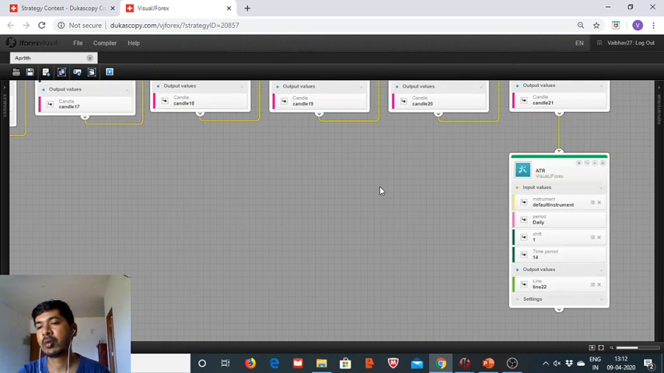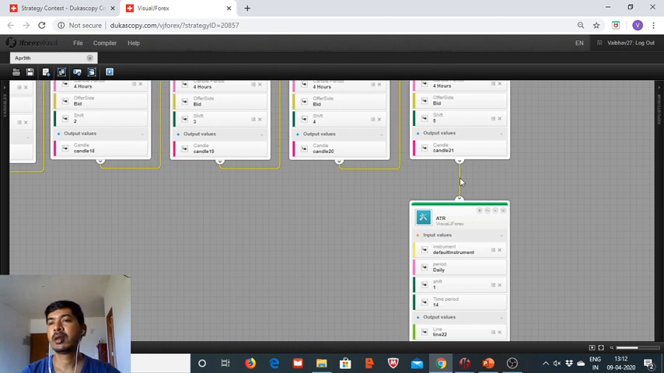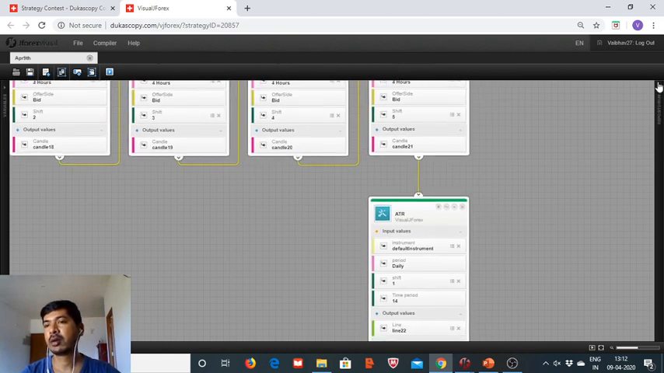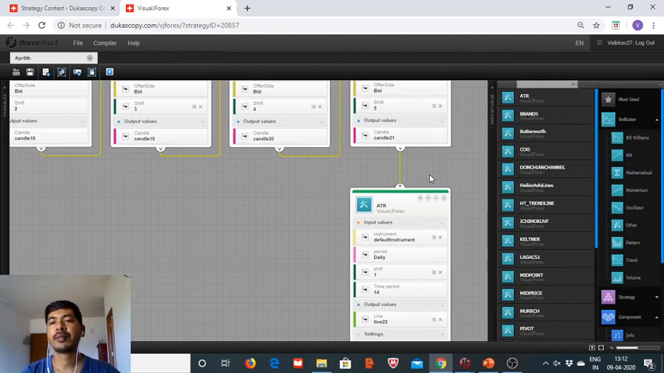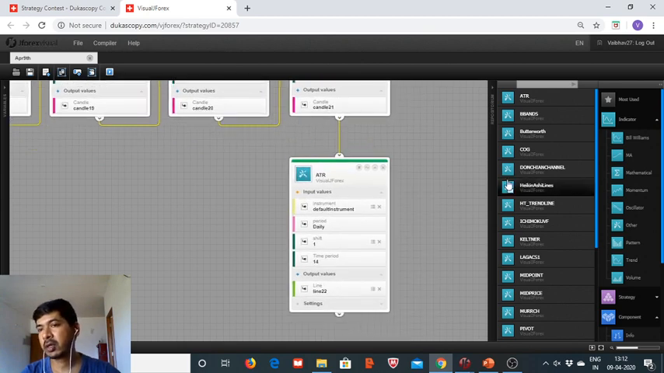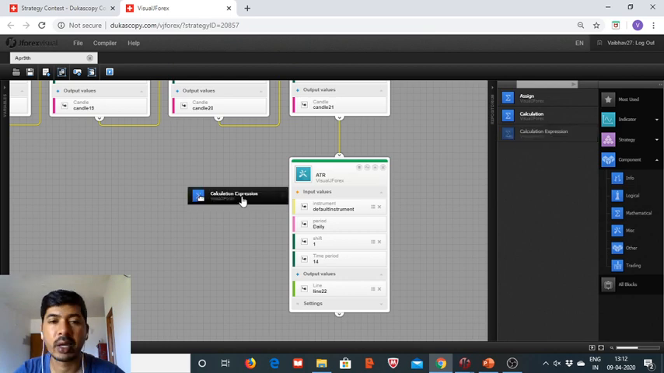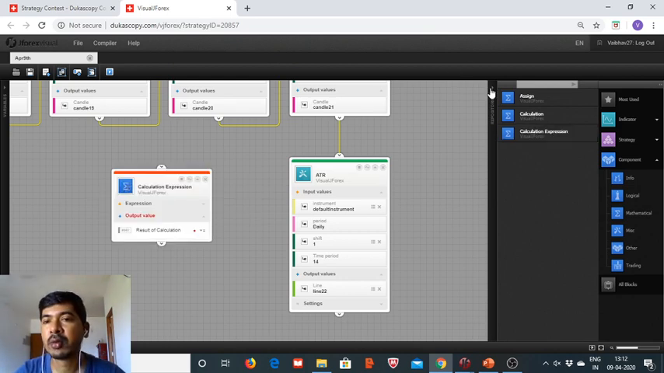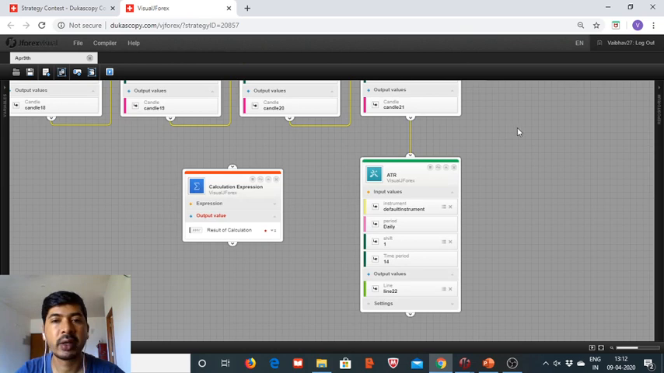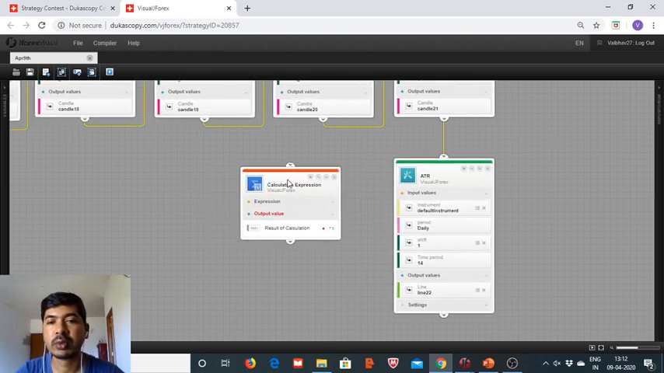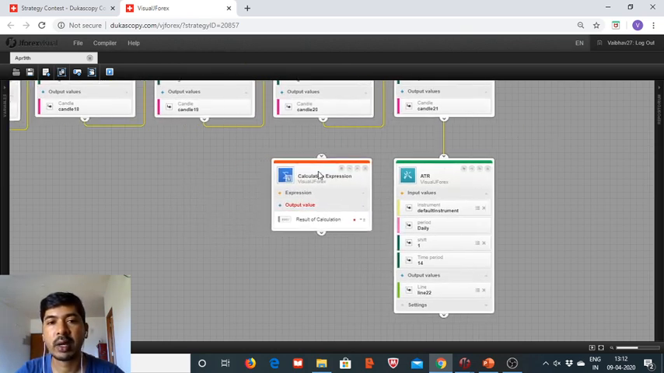So this is going to be the ATR value. Now we start to take some calculations here. First will be the difference calculation and the mathematical calculation expression. For the buy trade and for the sell trade, we will need to check the values differently.